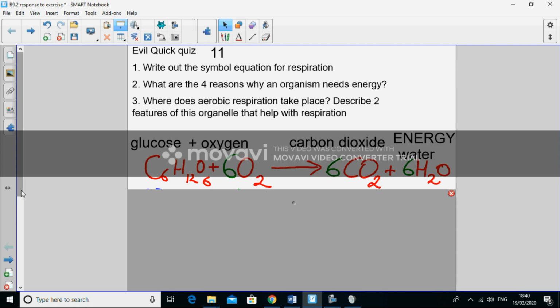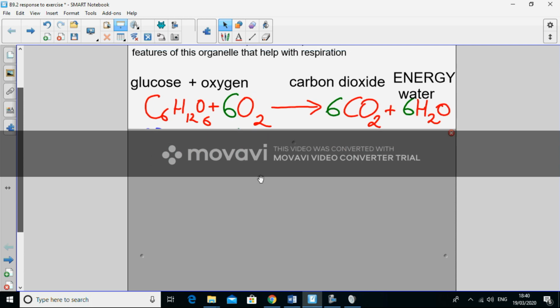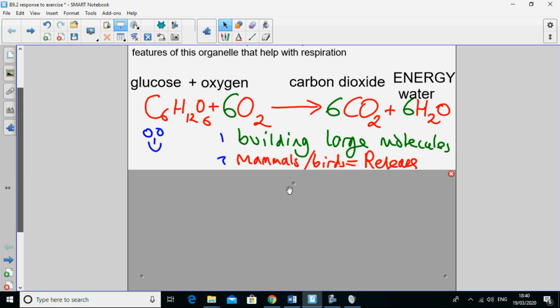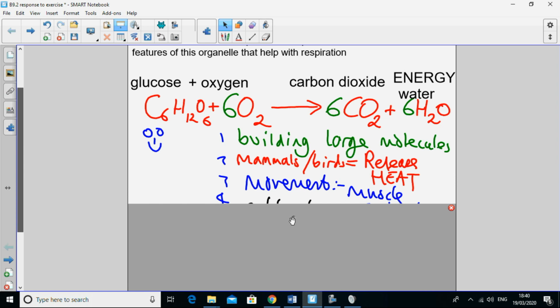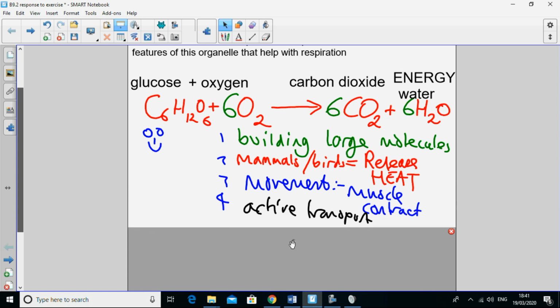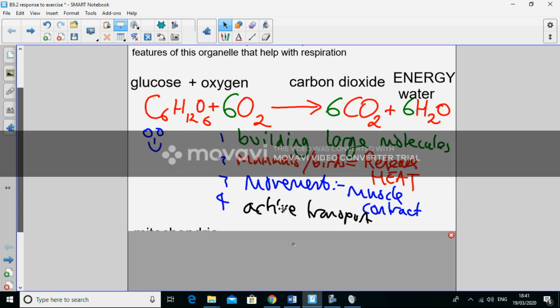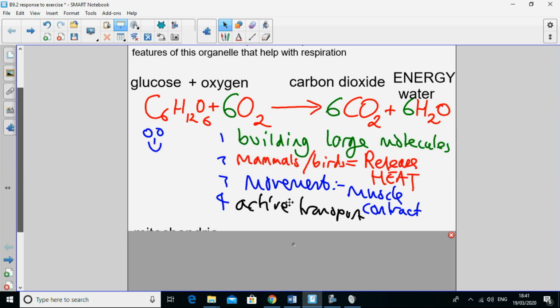4 reasons why organisms need energy. We did this last lesson, and these are on the specification. They need it to build large molecules. Mammals and birds need it to release heat. Movement, muscle contraction, needs an energy input. And finally, active transport. A bonus point if you can tell me what active transport is. Please all talk into your computers now. Well done. It's the movement of particles against a concentration gradient using energy from respiration.